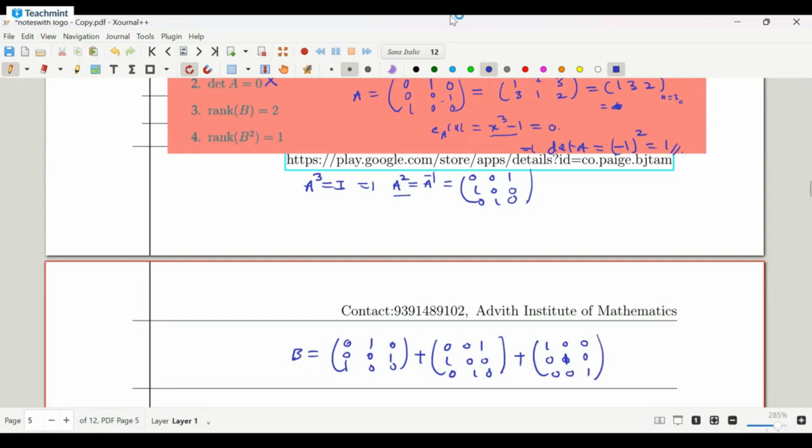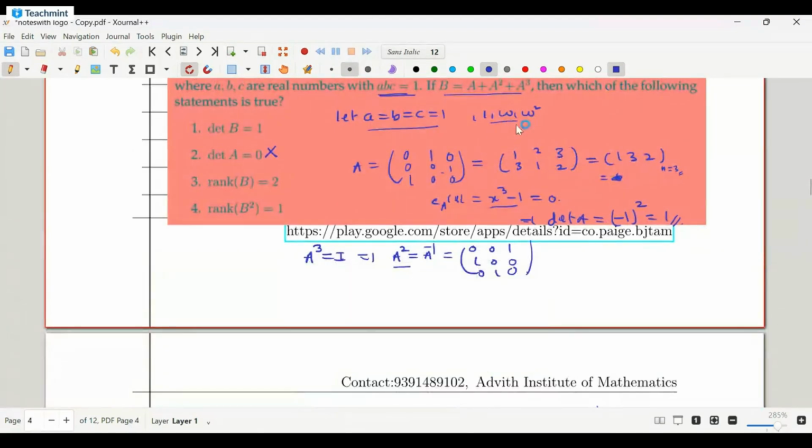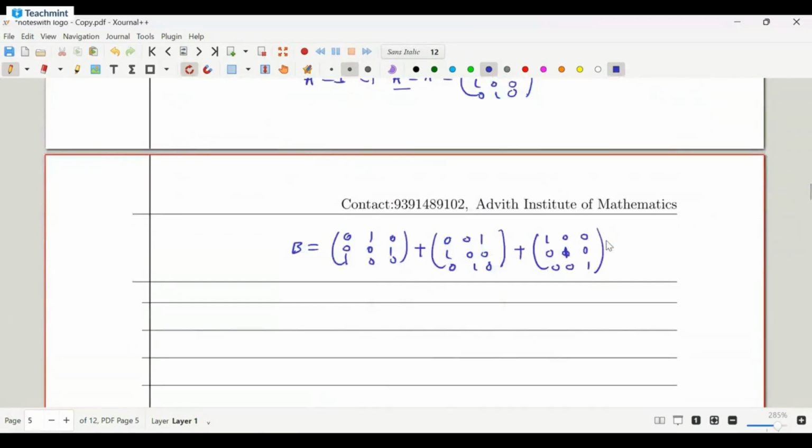I అన్నాడా, a క్యూబ్ అన్నాడు. a క్యూబ్ is equal to I కాబట్టి, రైట్. సో దీన్ని యాడ్ చేస్తే ఏమొస్తుంది సార్, 0 plus 0 plus 1 is 1, 1 plus 0 plus 0 is 1, 0 plus 1 plus 0 is 1, so 1 1 1 1 1 1. So the matrix B is equal to this one.